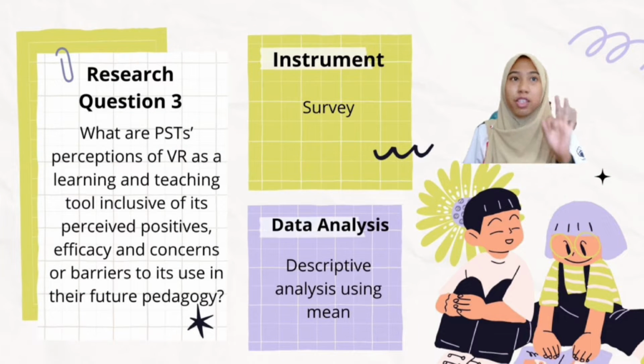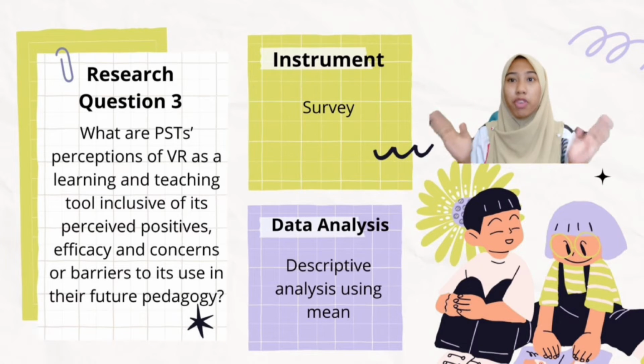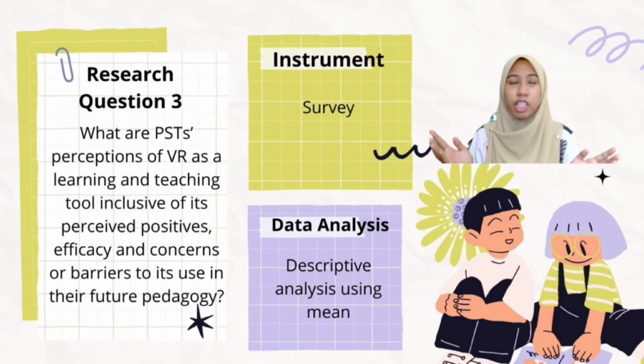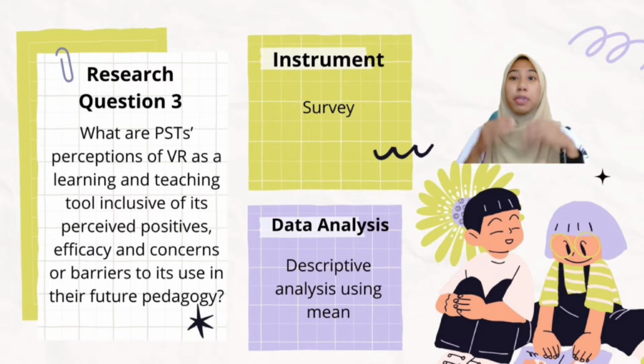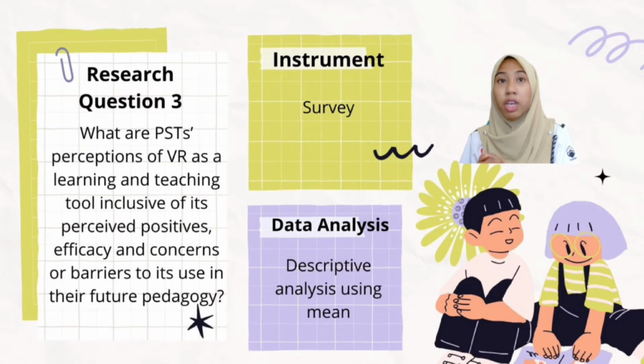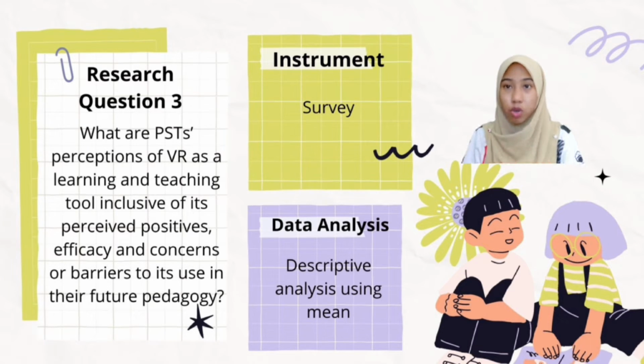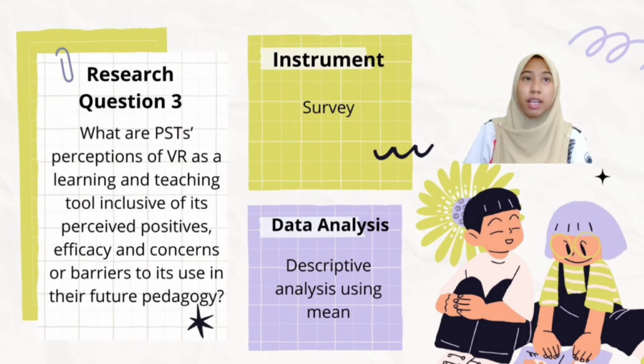Research question 3 is about what are the pre-service teachers' perceptions of VR as a learning and teaching tool, inclusive of its perceived positives, efficacy, and concerns or barriers to its use in their future pedagogy, which they found out through an instrument such as a survey. And the data analysis that they did for research question 3 is descriptive analysis using mean.